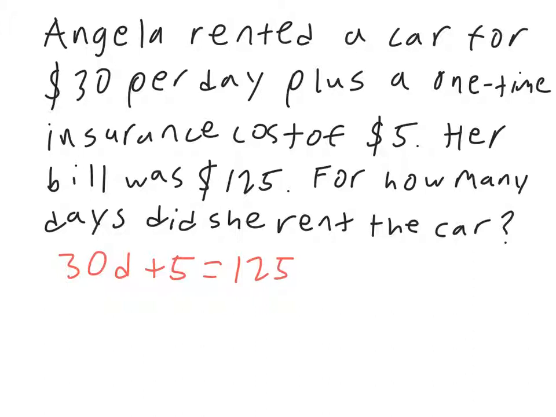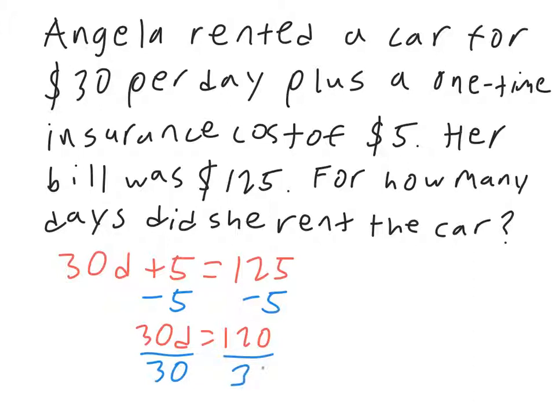So now we solve the equation. Subtract 5, and we get 30D equals 120. Divide both sides by 30, and we get D equals 4. So she rented the car for 4 days.